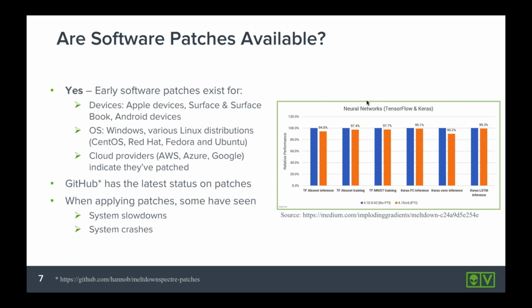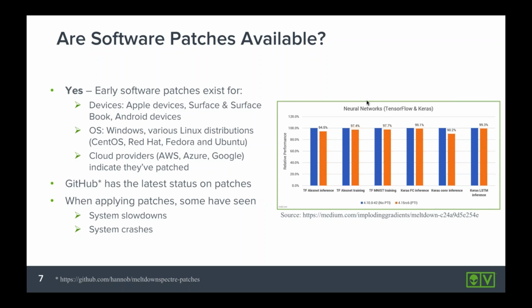That said, some of these patches have been seen to actually slow down the processor. Remember, the two ways that are being taken advantage of, branch prediction and speculative execution, are all designed to speed up the performance of the processor.